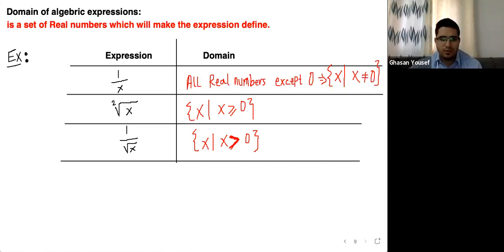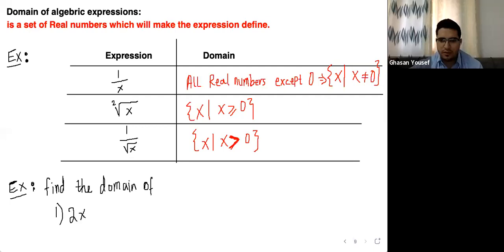Now, I'm going to give another example outside this table. You can find a lot of example questions on the website too. So now the question: find the domain of x to the power 3 plus 4x plus 2. What is the domain for this example?